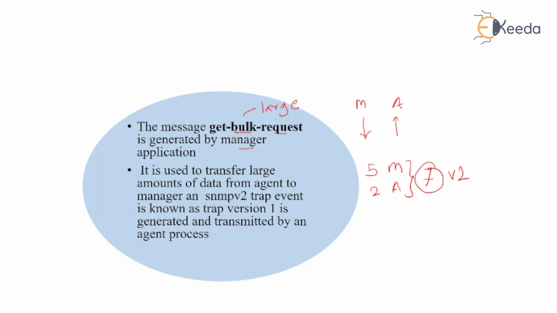As we have already seen, 5 events are generated by SNMP V1 and 7 messages or events are generated by SNMP V2. So this is the first main important comparison between the architecture enhancement and the event generation in the two versions of SNMP, that is 5 and 7, related to version 1 and version 2.